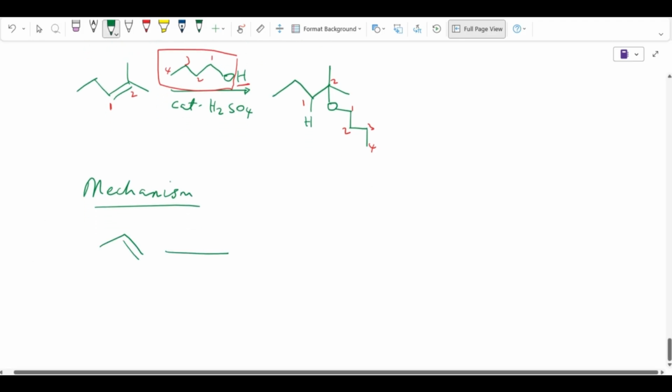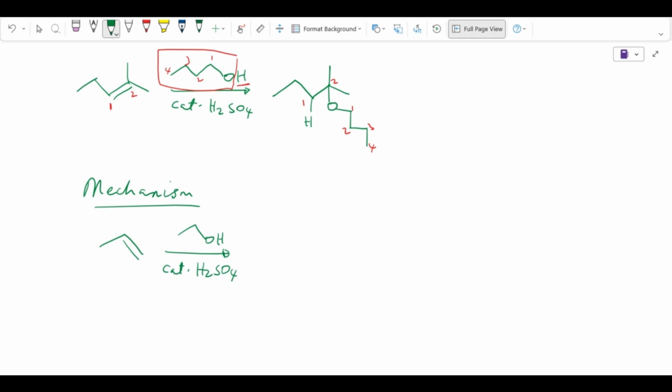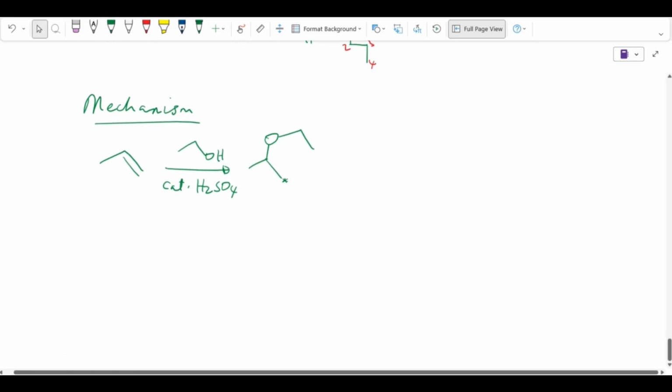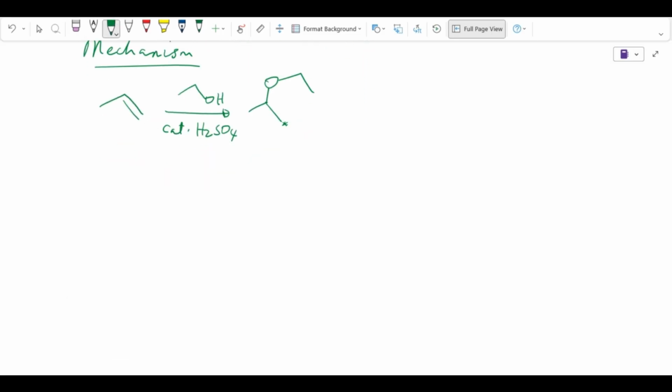So here we are reacting an alkene with an alcohol, specifically ethanol, and the reaction is taking place under catalytic sulfuric acid. So we break the pi bond, we attach hydrogen to this less substituted carbon, and the ethoxy group is attached to the more substituted carbon. So to draw the mechanism of this reaction, we can start out with the alkene and then treat the alkene with catalytic sulfuric acid.